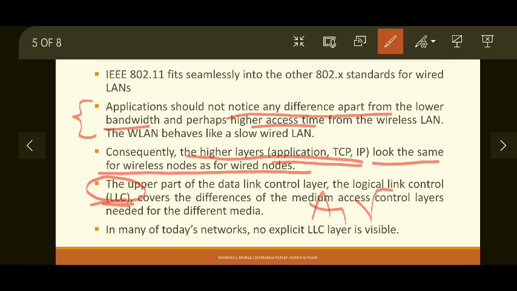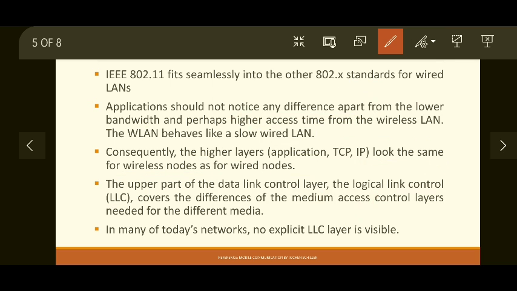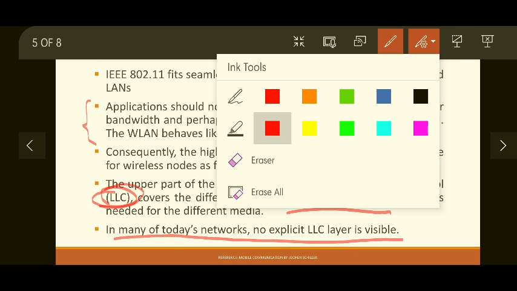Okay, one standard can be sufficient for regulating the access, as the upper three layers, that is application and TCP/IP, are not changed. That means they are not considering any change in the type of medium access. So that's why LLC will not observe any difference, and we are not defining it again. So in many of today's networks, an explicit LLC layer is not visible because of this reason. Okay, most of the tasks are done by medium access, so LLC has nothing to do in that regard. So a specific mention of LLC you will not see in most of today's networks.